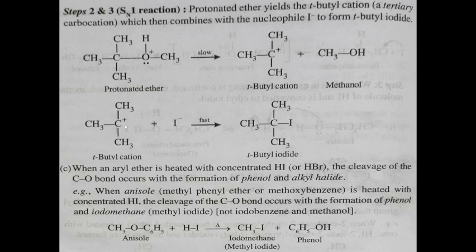In the tertiary butyl carbocation, the nucleophile attacks from the front side, and it forms tertiary butyl iodide. So this mechanism is SN1. In the previous one it was SN2. That is the reason why in this case we get the alkyl iodide of the most substituted alkyl group.